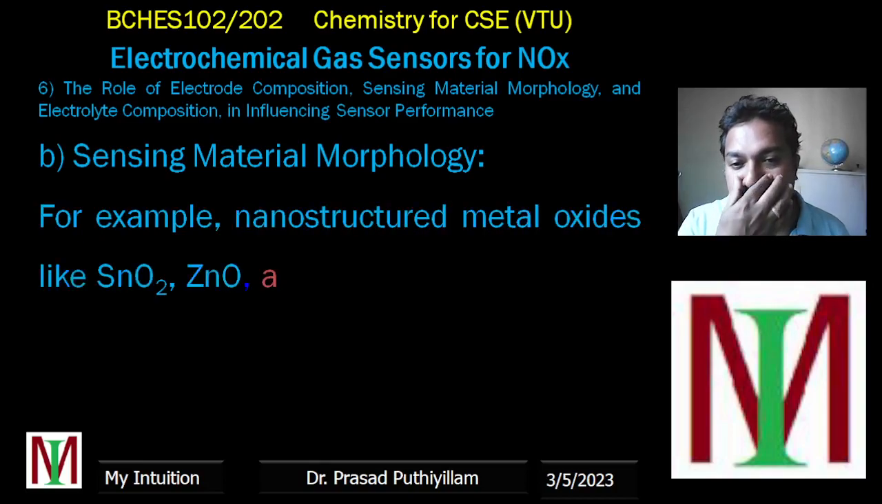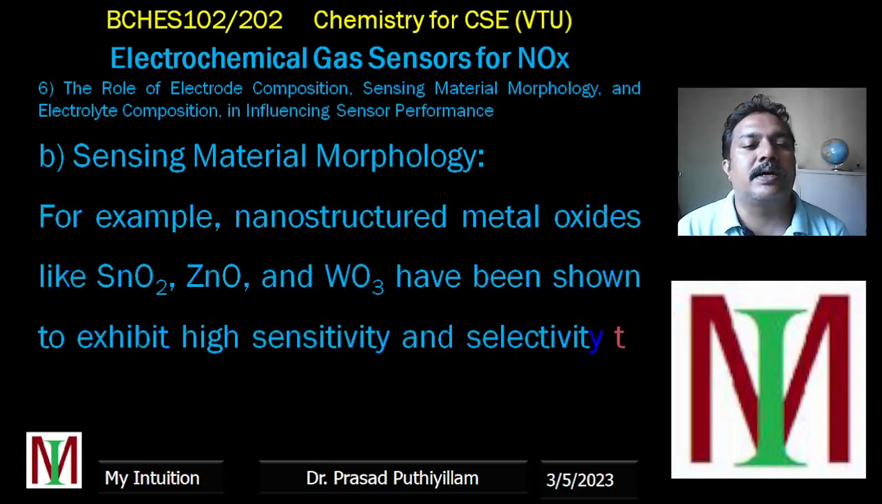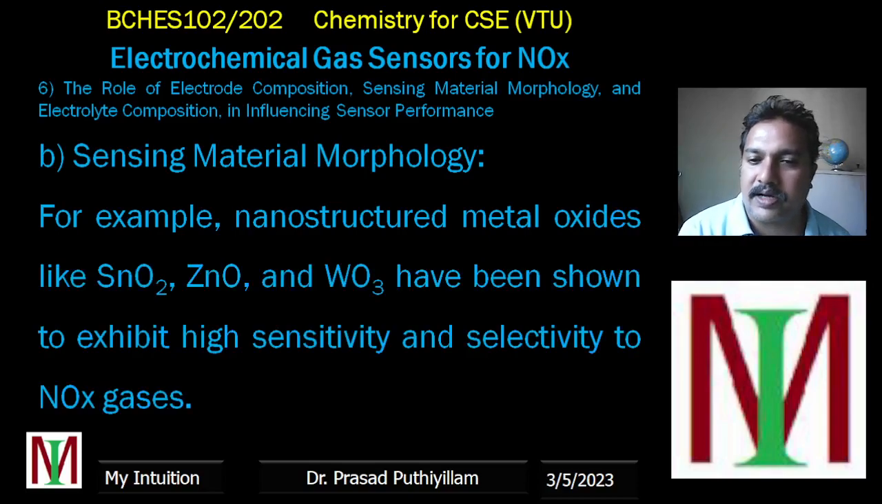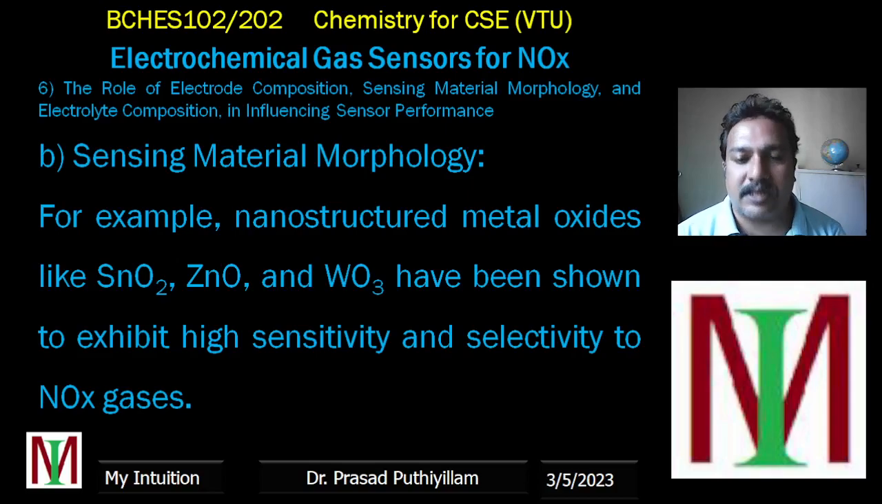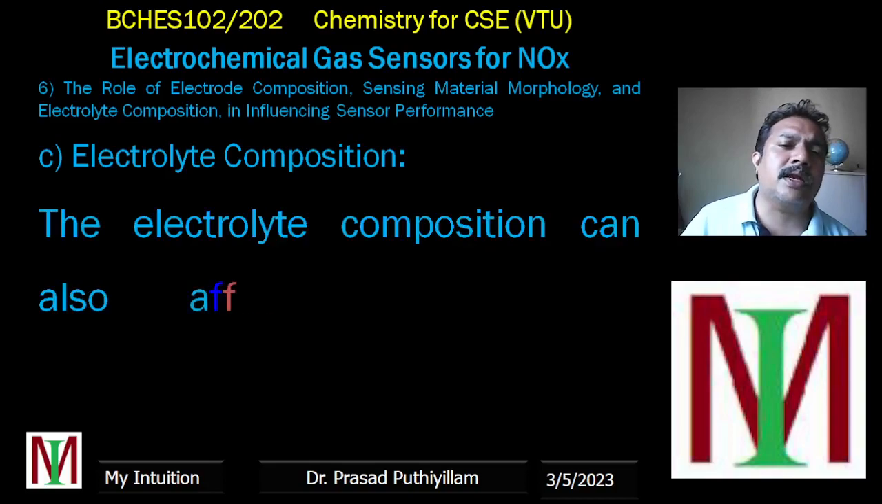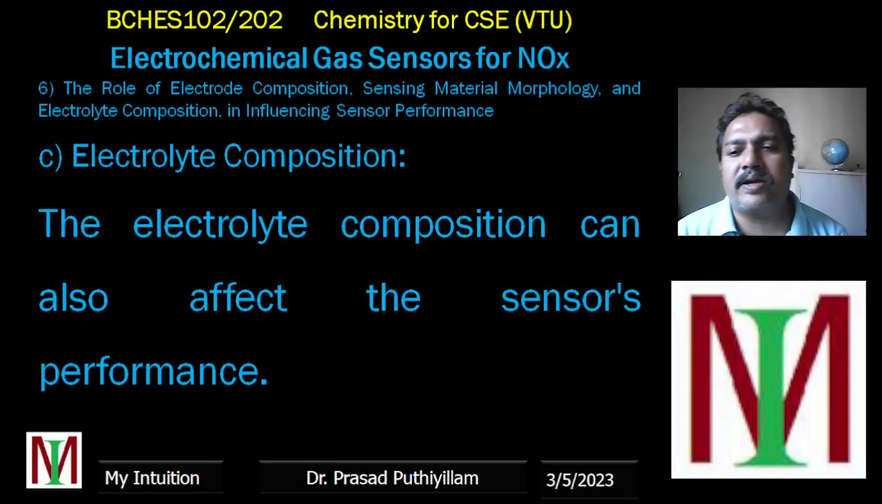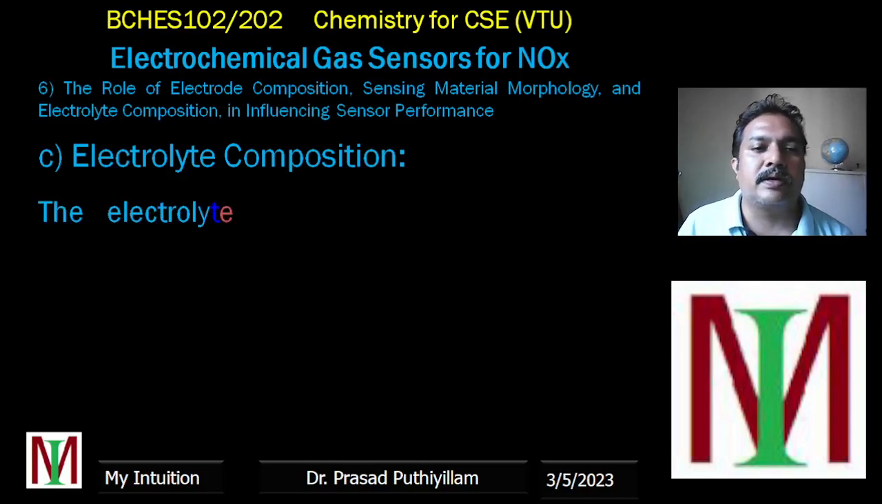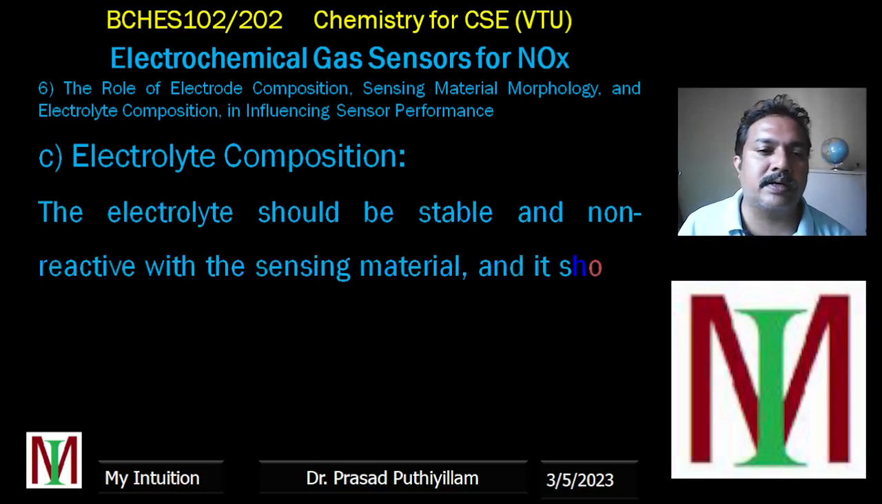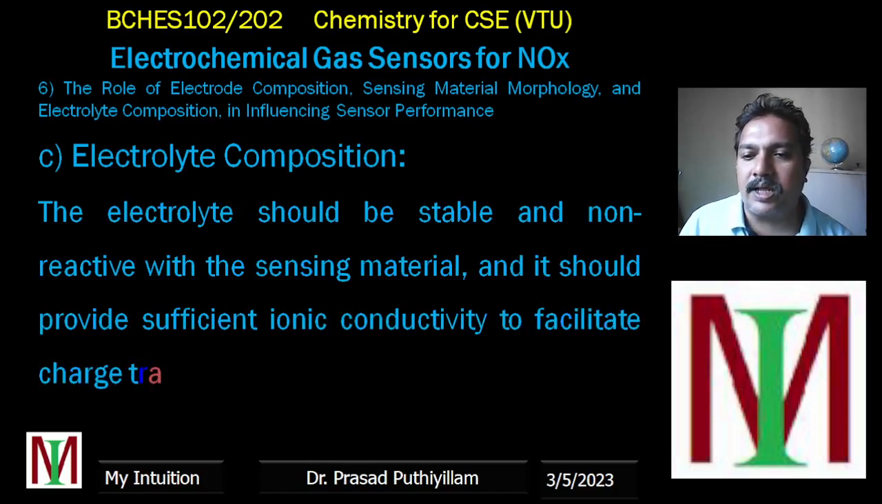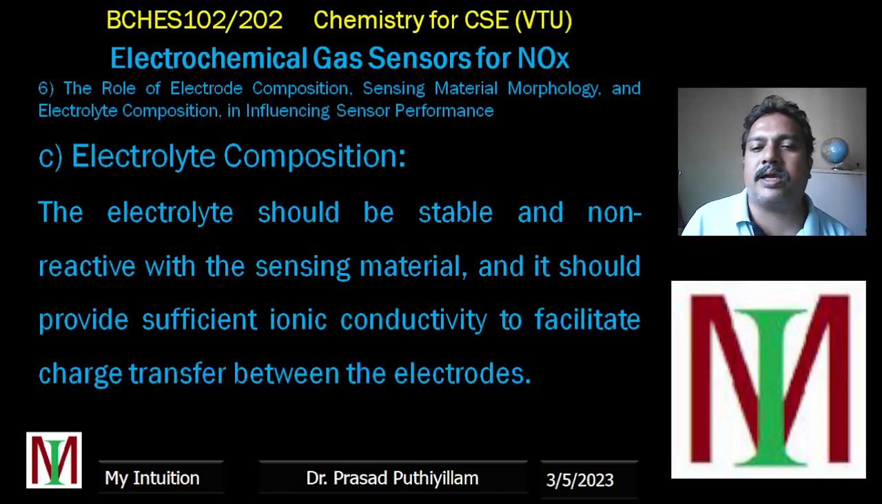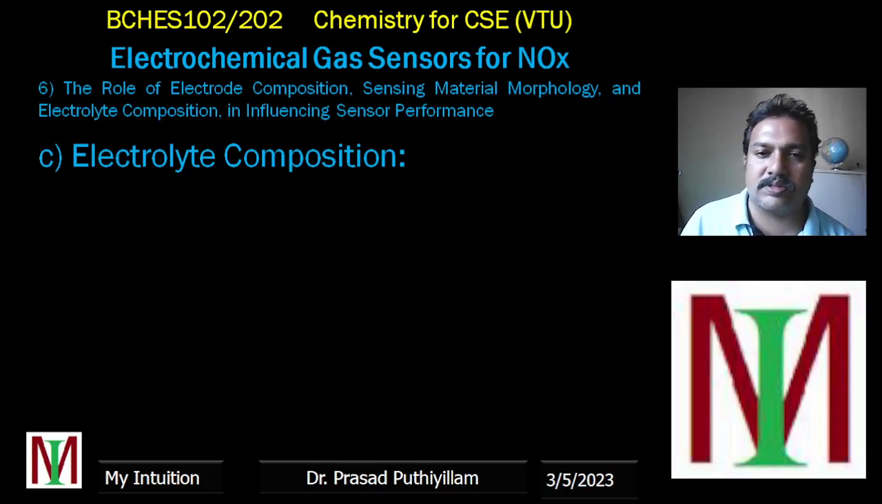For example, the nanostructured metal oxides like tin oxide, zinc oxide, tungsten trioxide have been shown to exhibit high sensitivity and selectivity to oxides of nitrogen gases. Electrolyte composition. The electrolyte composition can also affect the sensor's performance. The electrolyte should be stable and non-reactive with the sensing material, and it should provide sufficient ionic conductivity to facilitate charge transfer between the electrodes.